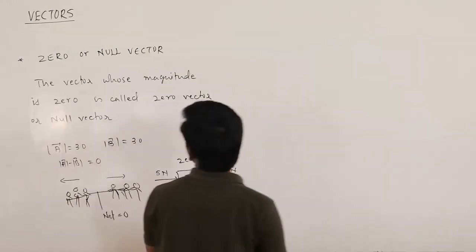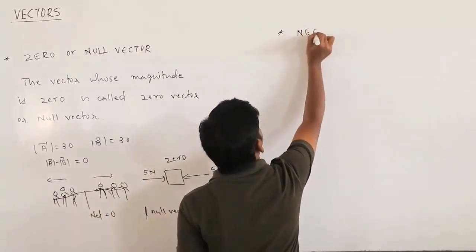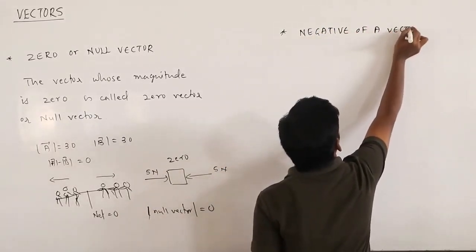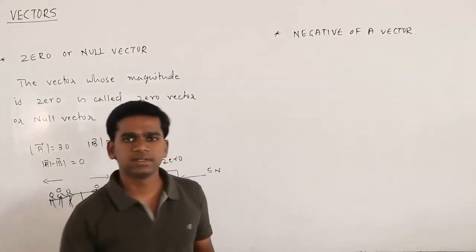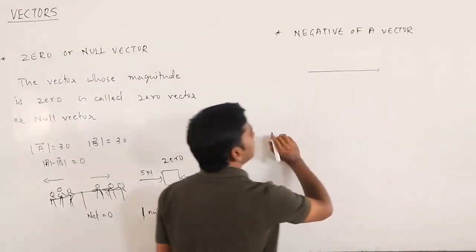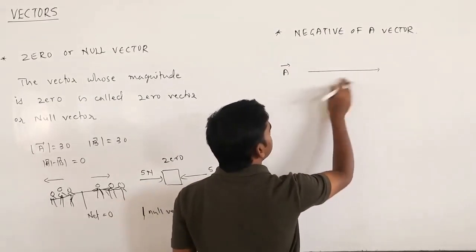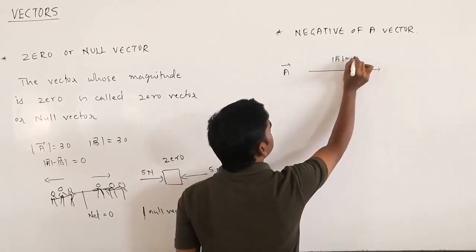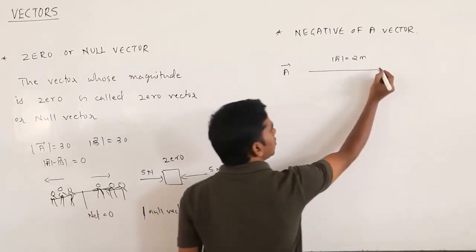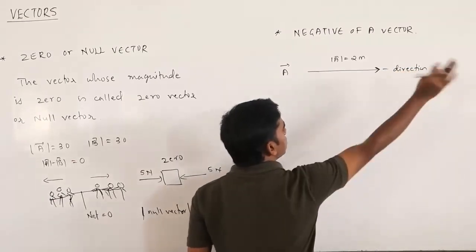What about one more very important type? That is the negative of a vector. What do you mean by the negative of a vector? Suppose you have the vector A here. Its magnitude is, say, 2 meters, and its direction is towards the west.